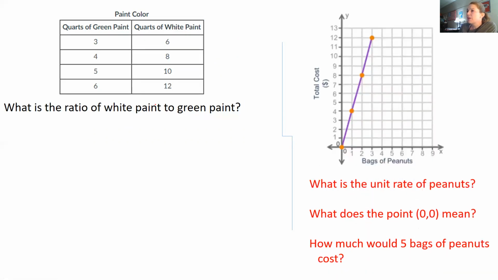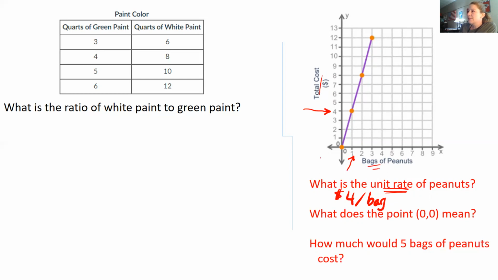All right, what about this one? Here we have a proportional relationship because this goes through 0, 0. It's a straight line. So the question is, what is the unit rate of peanuts? Well, whenever X is 1, the Y value tells us our unit rate. So for peanuts, the unit rate is $4 per bag. And I'm getting those words from our 2 axes, right? This is cost, this is bags of peanuts.